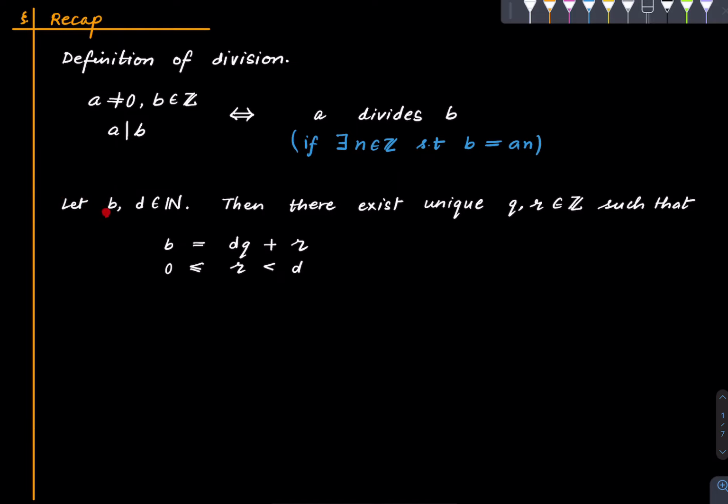way I stated it was that if we have two positive integers, then there exist unique integers q and r such that you can write b as divisor times quotient plus remainder, where the remainder is in this range. It's a very natural theorem, and we gave a rigorous proof of it. In fact, we gave two proofs.